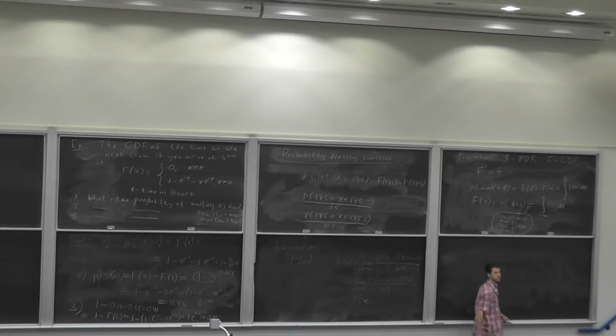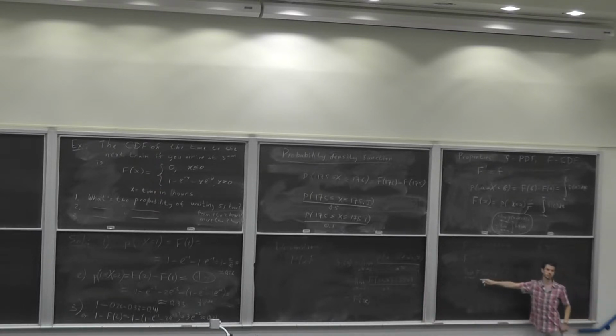So other properties, well, capital F is increasing. The corresponding property about the density is that the density is always positive, non-negative, because the derivative of an increasing function is positive. So capital F is between 0 and 1. This doesn't have a simple interpretation. The limit of F of x as x goes to infinity is equal to 1. This has a simple analog in terms of this density function.